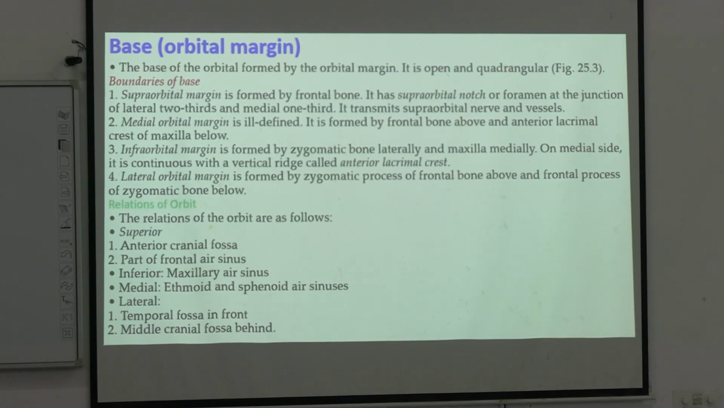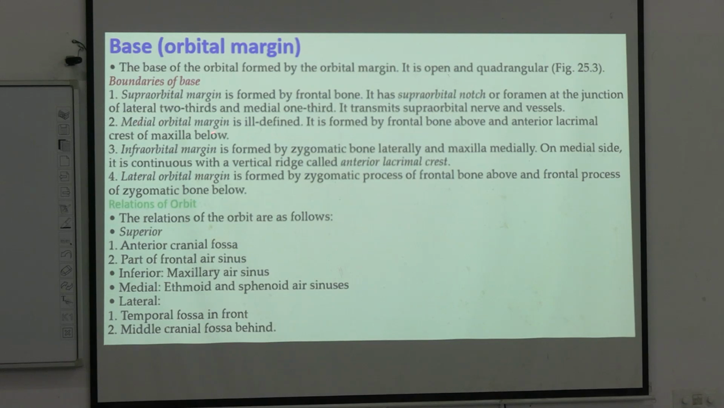Now, the base, the orbital margins. The base of the orbit is formed by the orbital margin. It is open and quadrangular. Boundaries of the base: the supraorbital margin is formed by the frontal bone. It has a supraorbital notch or foramen at the junction of the lateral two-thirds and medial one-third. It transmits the supraorbital nerve and vessels.